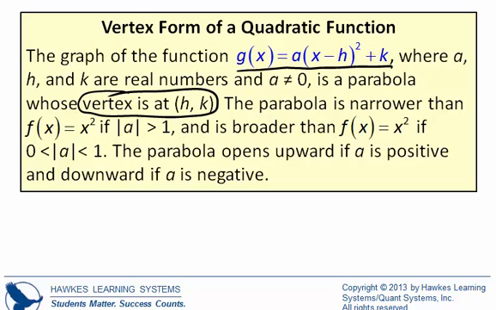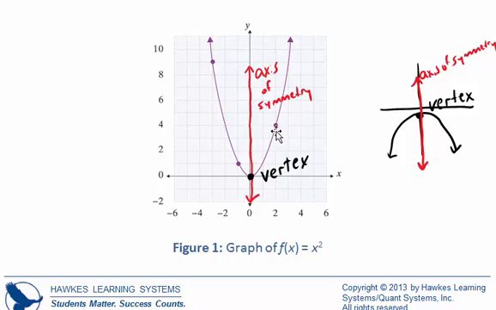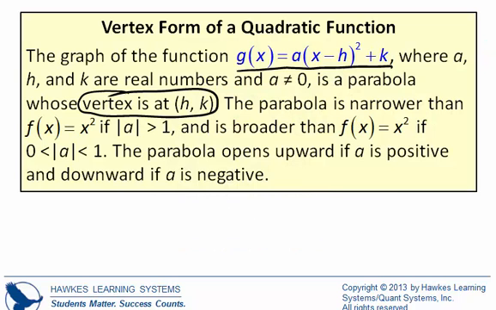The parabola is narrower than your regular graph of x squared, okay, so we're saying more narrow than this graph, if your a value, or technically the absolute value of that, is bigger than 1. And it's wider or broader than your original graph if your a value is between 0 and 1. The parabola opens up if a is positive and down if a is negative. And so there's a lot of information right there. We're going to look at an example and try to talk through that information.